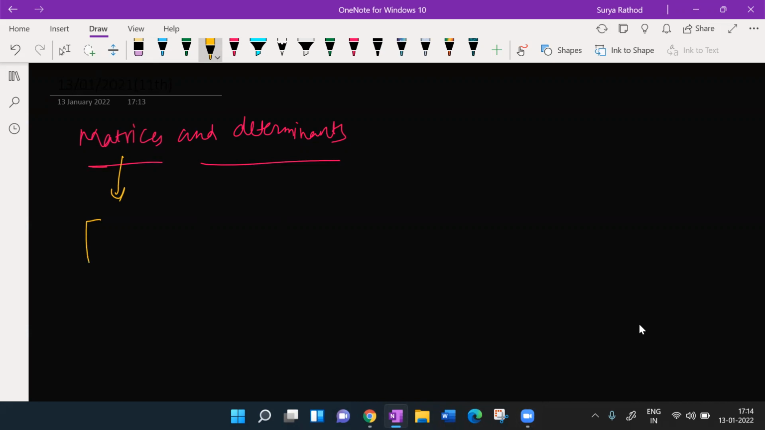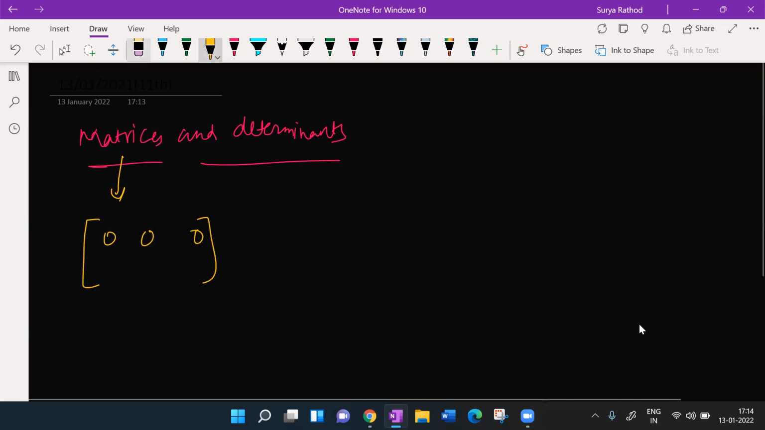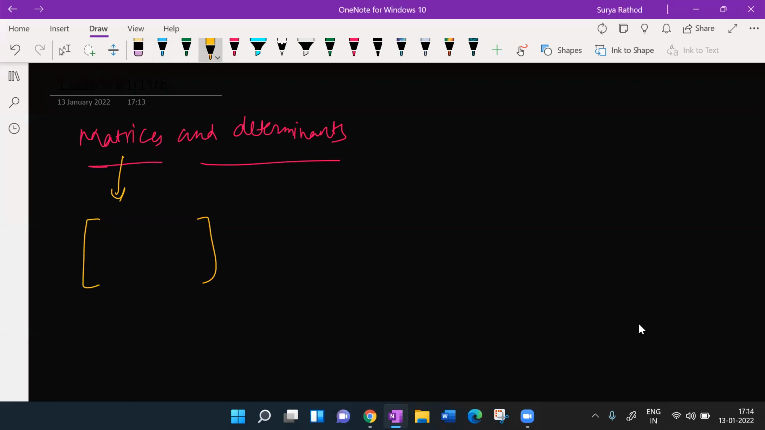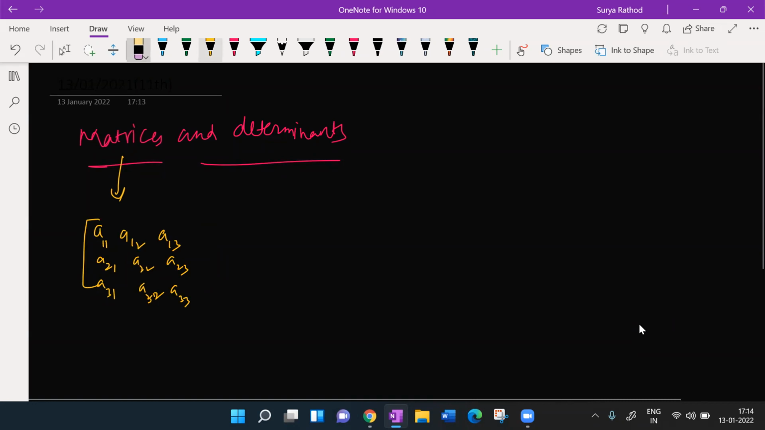Have you ever heard that matrices are represented in a square bracket like this, having elements? We denote the elements and the elements' positions. Look at A11, A12, A13, A21, A22, A23, A31, A32, A33. So what does it mean? Why are you writing like that?